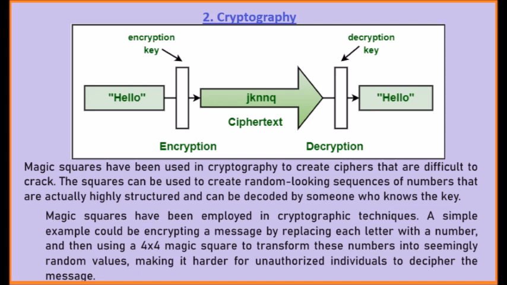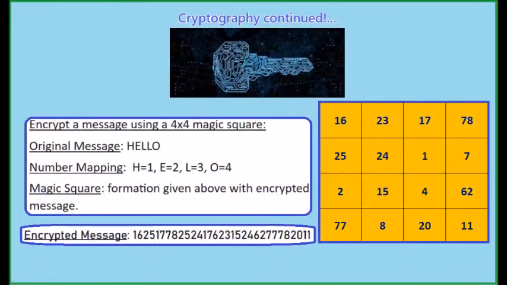A simple example could be encrypting a message by replacing each letter with a number, and then using a 4x4 magic square to transform these numbers into seemingly random values, making it harder for unauthorized individuals to decipher the message. Encrypt a message using a 4x4 magic square. Original message: hello. Number mapping: H equals 1, E equals 2, L equals 3, O equals 4. Magic square formation is given here with the encrypted message.